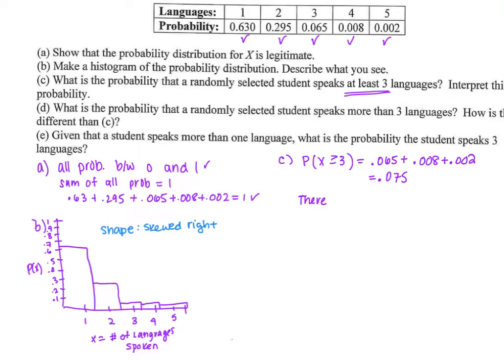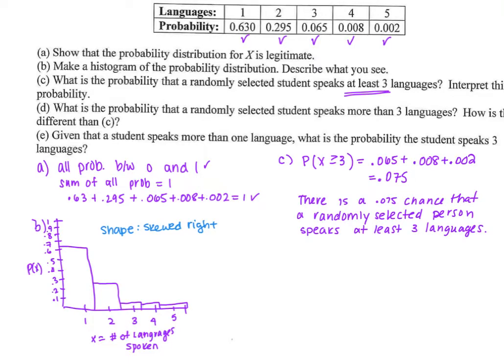Now part D looks like you're doing the same calculation, but it says what's the probability that a randomly selected student speaks more than 3 languages? More than 3 languages does not include 3. So the probability that X is greater than 3, you don't include 3, so it's just 0.008 plus 0.002, which is 0.01. It does not include 3.